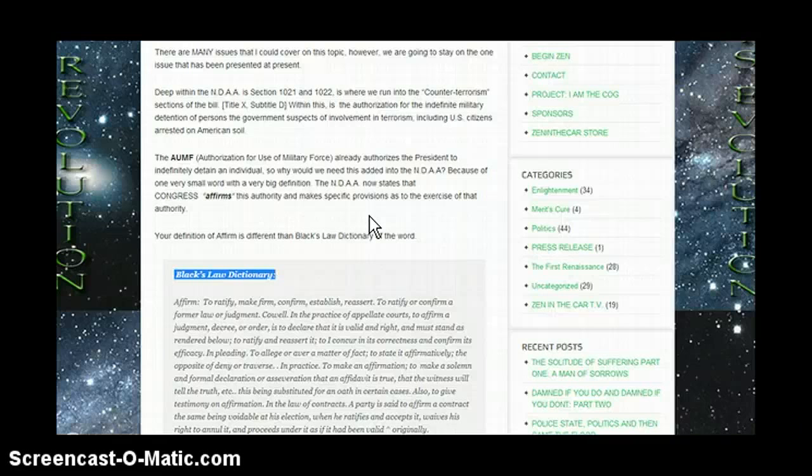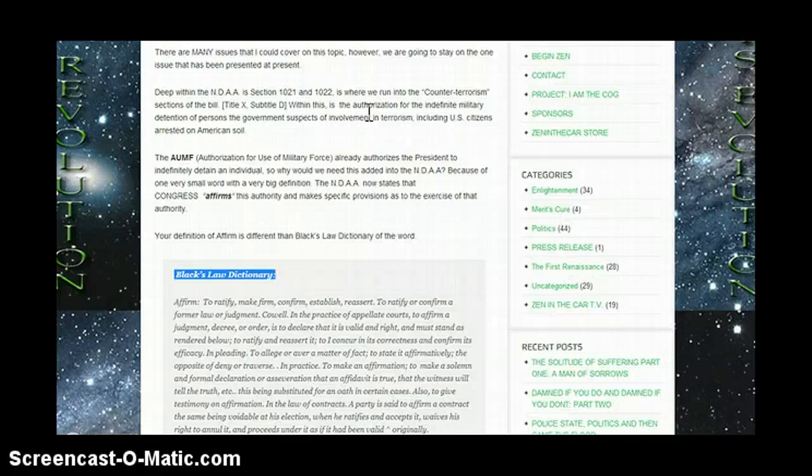In 2012, however, Congress created this massive bill, the NDAA. In that bill, in sections 1021 and 1022, and I'm just going to read from my article here, is where we run into the counterterrorism sections of the bill, Title X, Subtitle D. Within this is the authorization for the indefinite detention of persons the government suspects of involvement in terrorism, including U.S. citizens on American soil. Now, the NDAA states, or stated, should I say, it no longer states this, that Congress affirms the authority to make specific provisions as to the exercise of that authority.